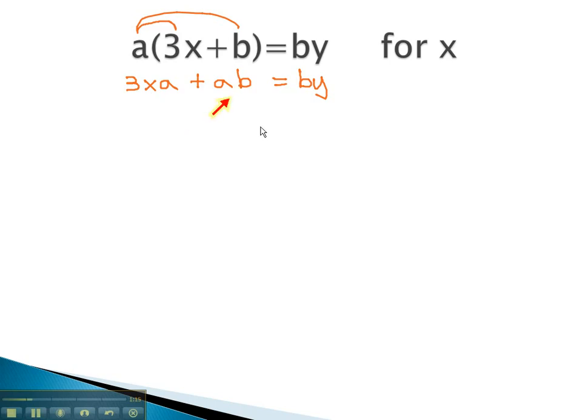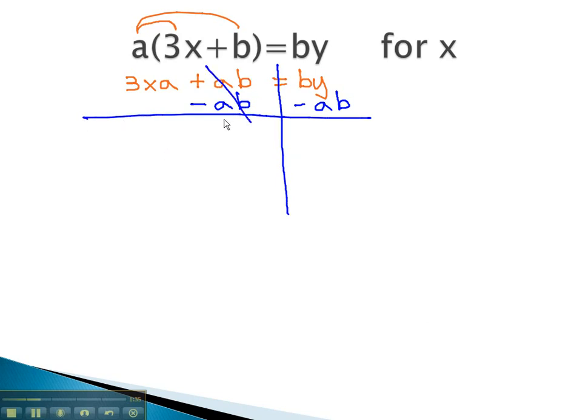Notice the second term has no x's on it. That's what's added to the x term. As with other two-step equations, we do the adding and subtracting first. The opposite of adding ab is subtracting ab. And we always do things on both sides of the equation. With the ab's gone, we're left with 3xa on the left side. On the right side, it's important to note that these are not like terms and cannot be combined. So we leave it as a subtraction problem, by minus ab.